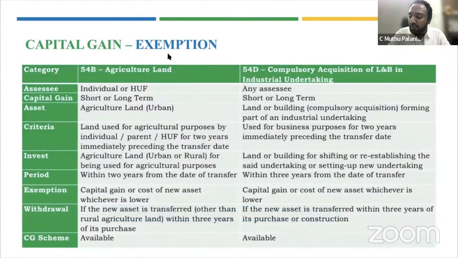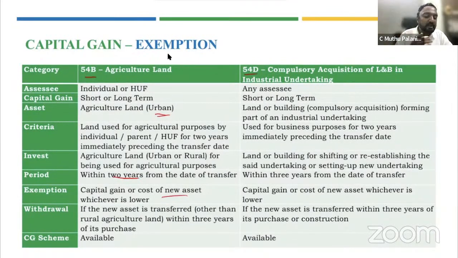And what about 54B and 54D? 54B is for agriculture. I sell an agriculture land, I also buy an agriculture land. The land sold is an urban agriculture land. It could either be short term or long term. The only thing is it must have been used for agriculture for 2 years. I have to buy another agriculture land within 2 years. And my exemption is capital gain or cost of new asset, whichever is lower.